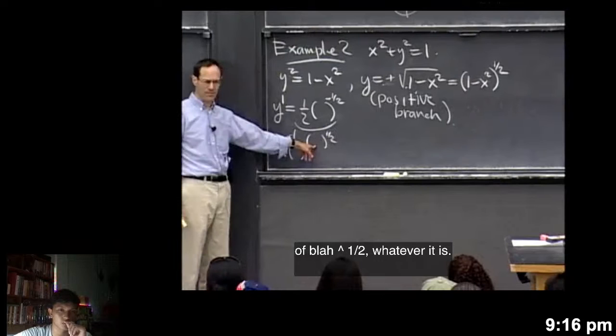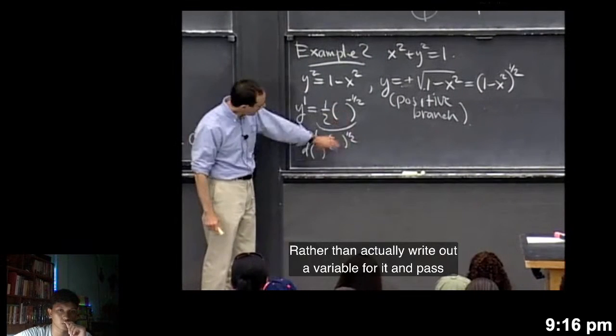All right, so that's the first factor that we're going to use. Rather than actually write out a variable for it and pass through as I did previously with it.